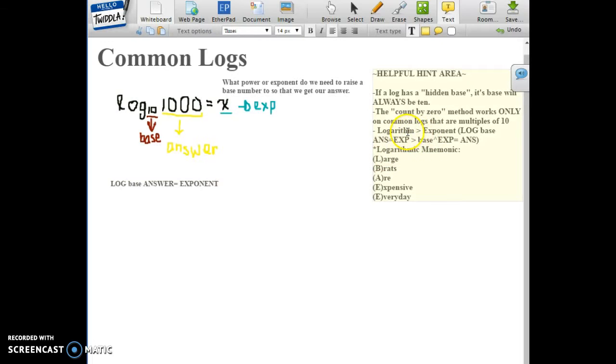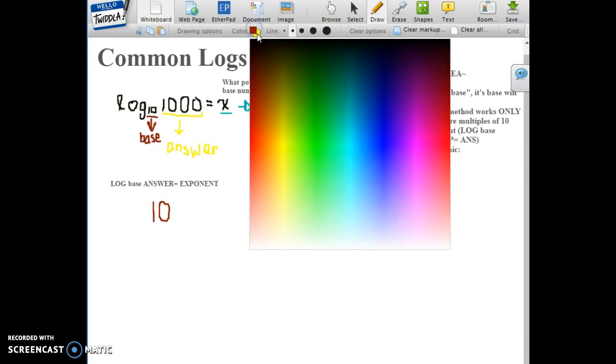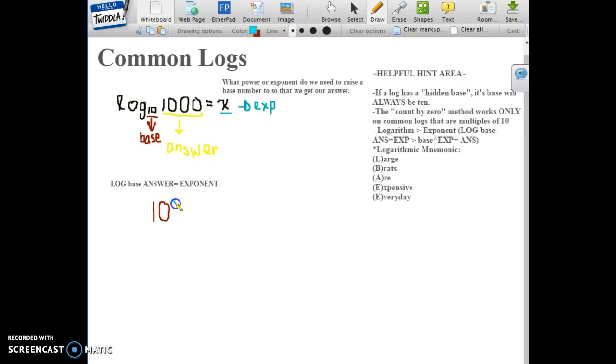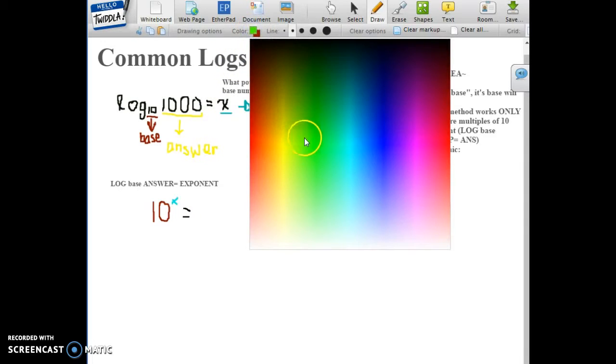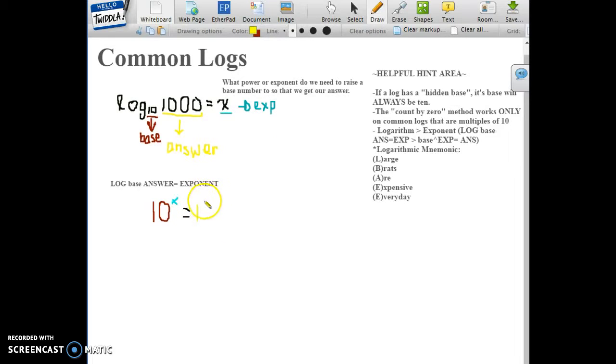Over here I have how to change a logarithm to an exponent. A logarithm, as we have here, is log base answer equals exponent. To change it to an exponent, we have base to the power of the exponent, x, equals the answer, 1000. So, base 10 to the power of x equals 1000.